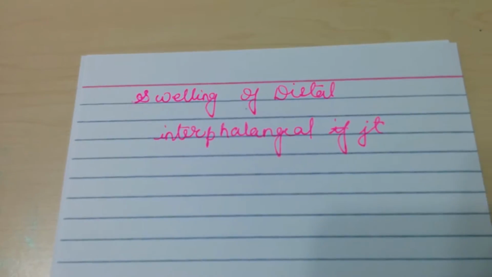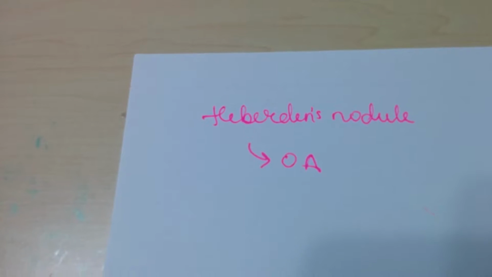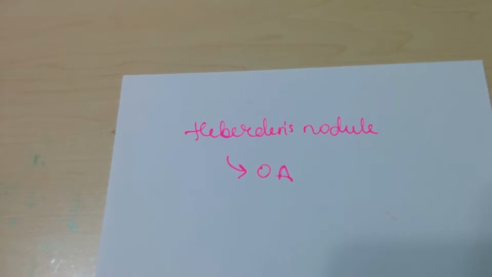Swelling of distal interphalangeal joint. What is it called? These are Heberden nodules seen in osteoarthritis.